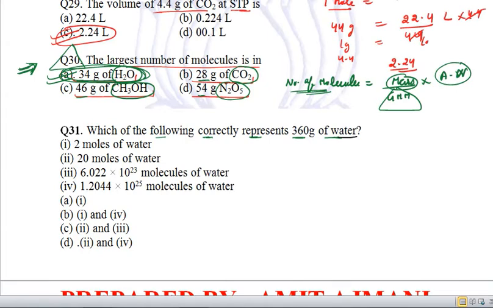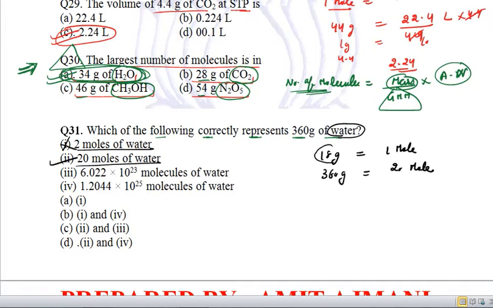Now, for water, we know that the gram molecular mass is 18 grams, right? 18 grams are equal to 1 mole. So, 360 grams will be equal to 20 moles. So, 2 moles is wrong. 20 moles is correct.